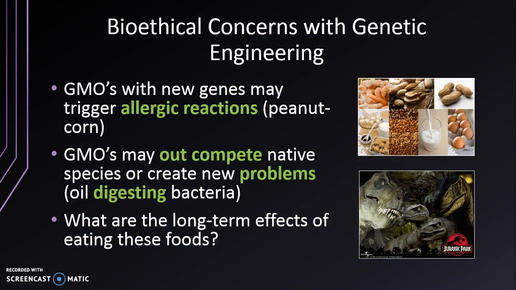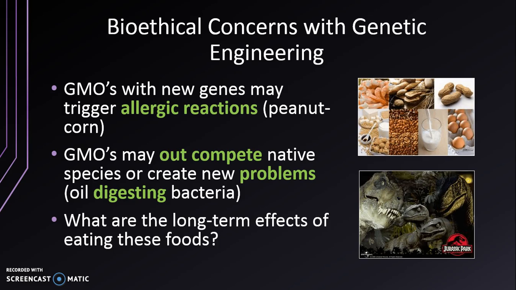Now, with genetic modification, of course, comes the concerns with genetic modification. So the first concern is that new organisms that have been genetically modified could trigger allergic reactions. For example, that peanut corn that's in existence, a person who has a peanut allergy now might have an allergic reaction to corn when they never did before. But they're reacting to the gene from the peanut, not the corn. So now you have to be hyper aware of genetically modified organisms if you have a peanut allergy or another type of allergy.